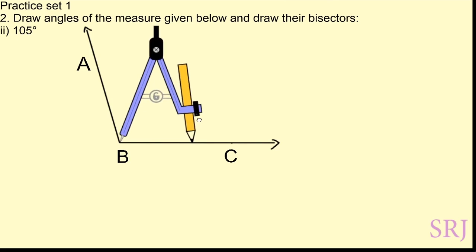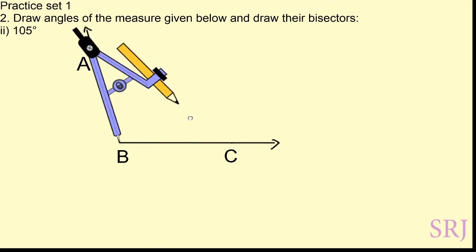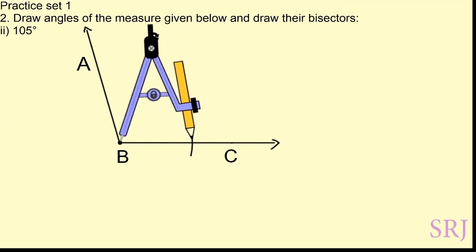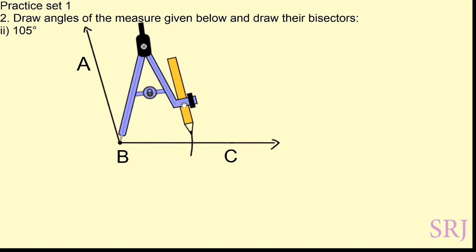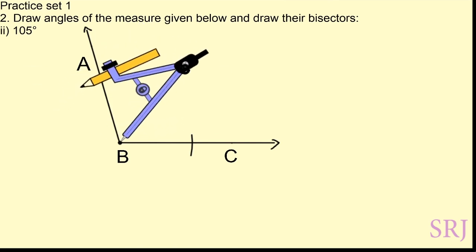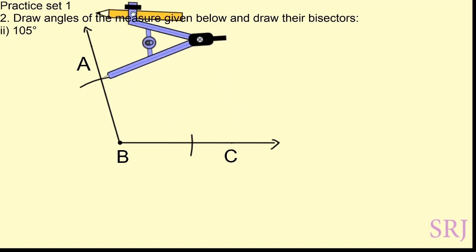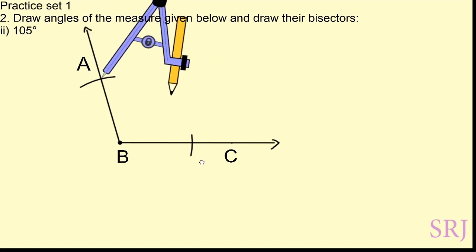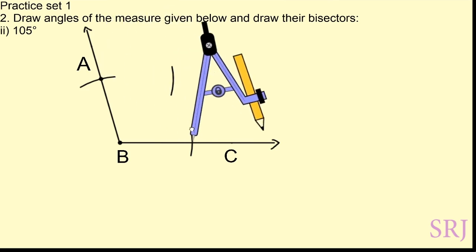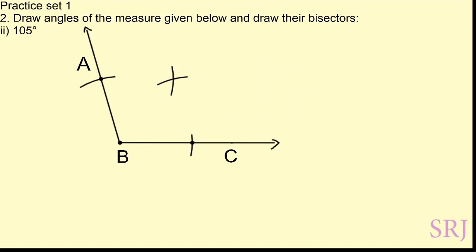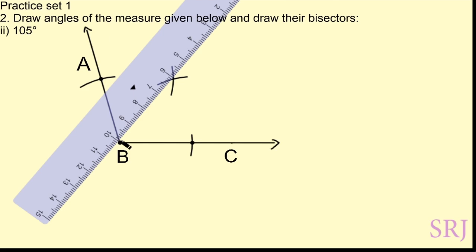Now place the steel head of the compass on point B and set the compass to a radius of more than half of ray BC. Then draw an arc on ray BC and another arc on ray AB. Then place the compass on the arc drawn on ray AB and draw an arc. Then place the compass on the arc drawn on ray BC and draw another arc cutting the previous arc. Use a scale to draw the angle bisector.